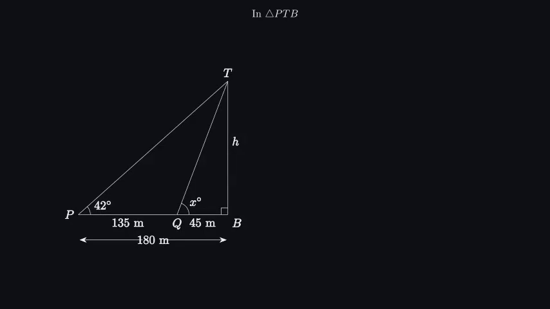The solution has two steps. First, we use triangle PTB to find the height of the flagpole. Then we use triangle QTB to find the angle of elevation from Q.